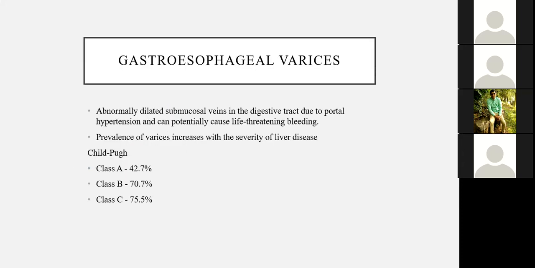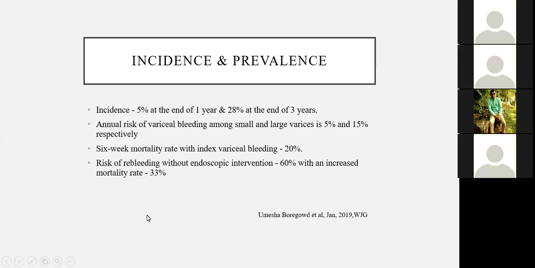The gastroesophageal varices are dilated submucosal veins in the digestive tract due to portal hypertension that can cause life-threatening bleeding. And the prevalence of varices increases with severity of the liver disease, which is mostly seen in class C of the Child-Pugh scoring system, who have 75% risk of developing esophageal varices.